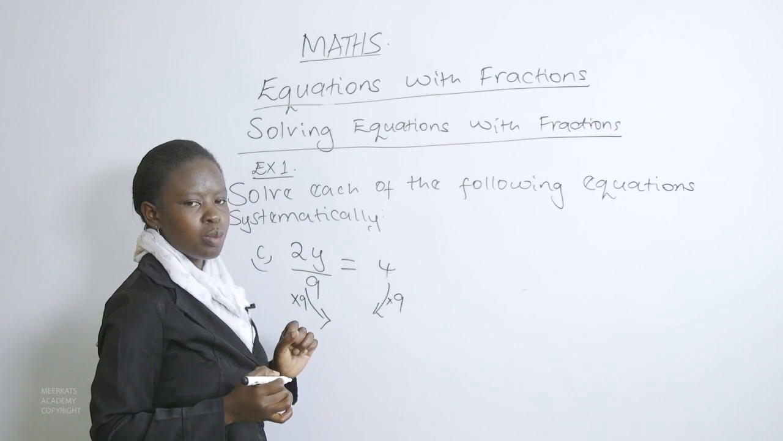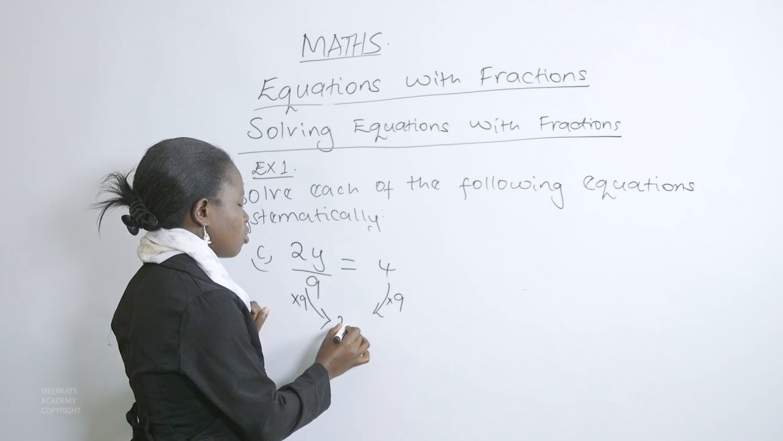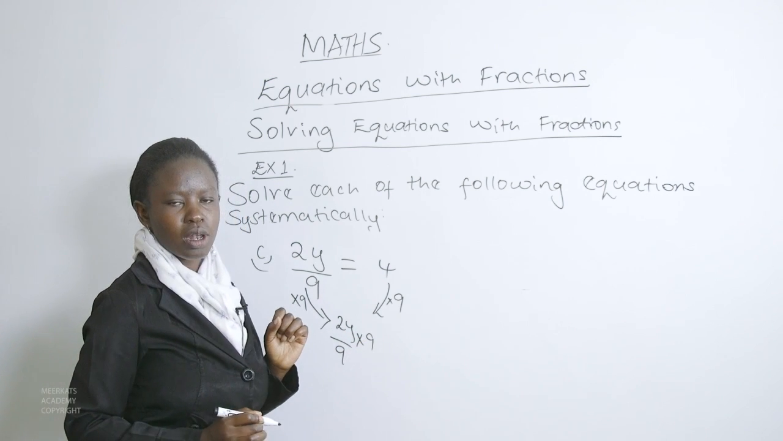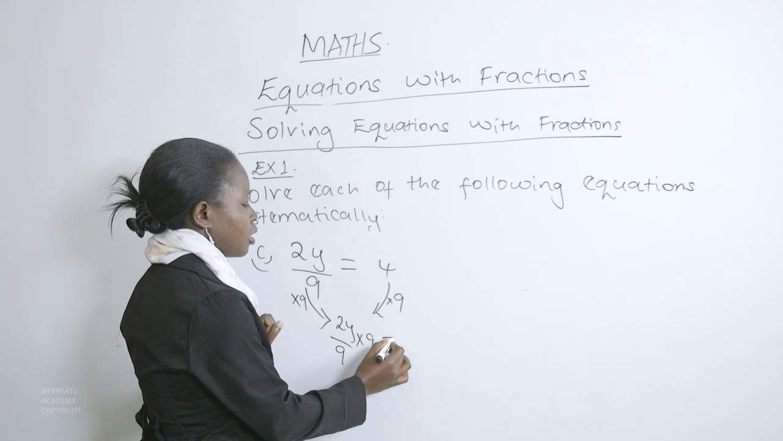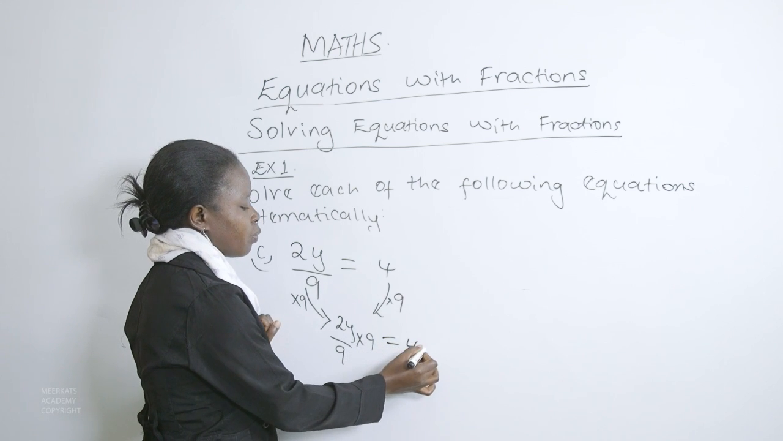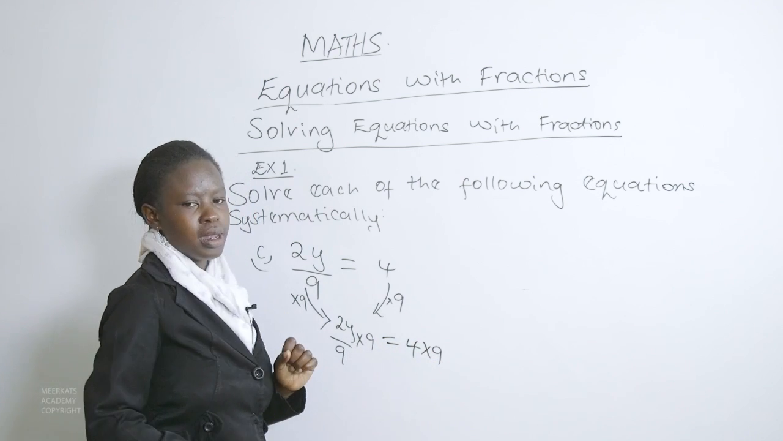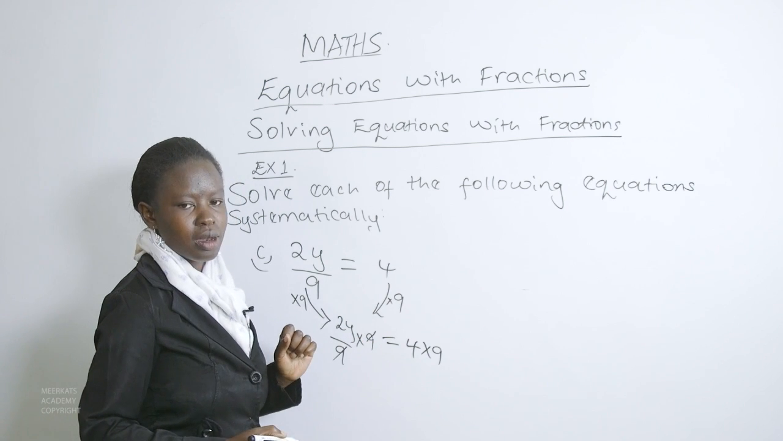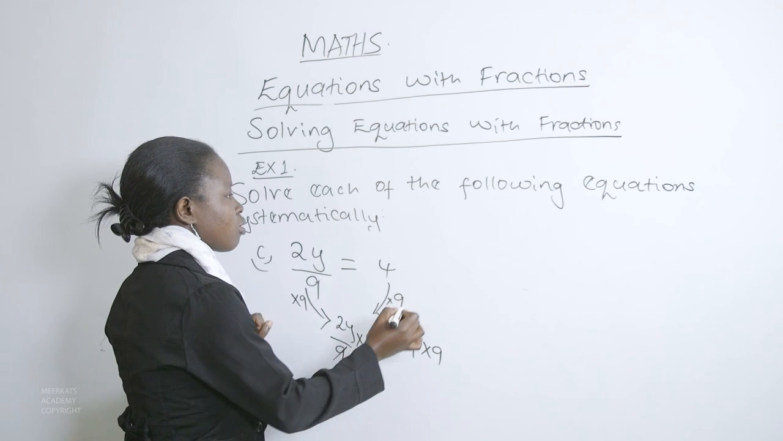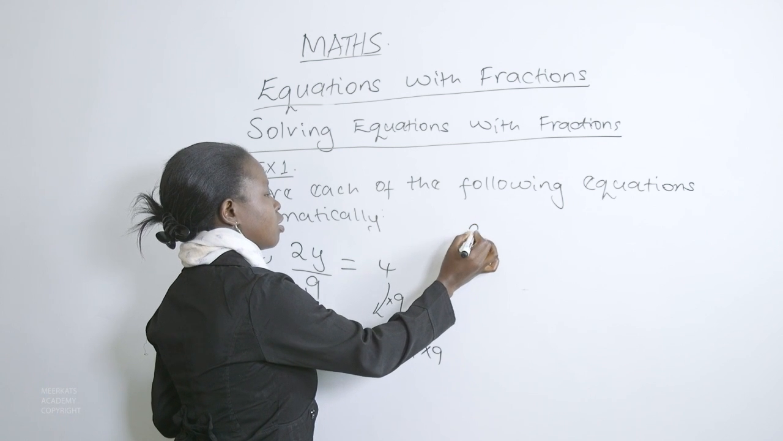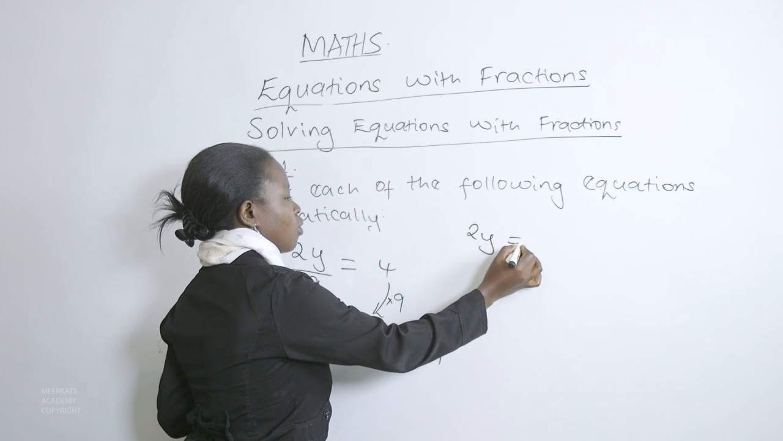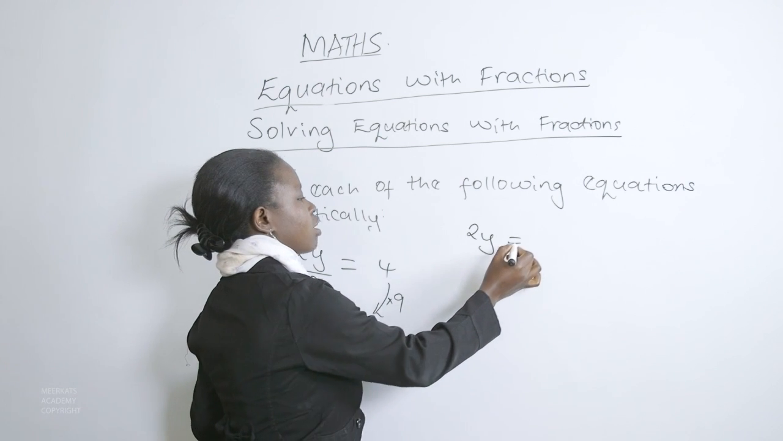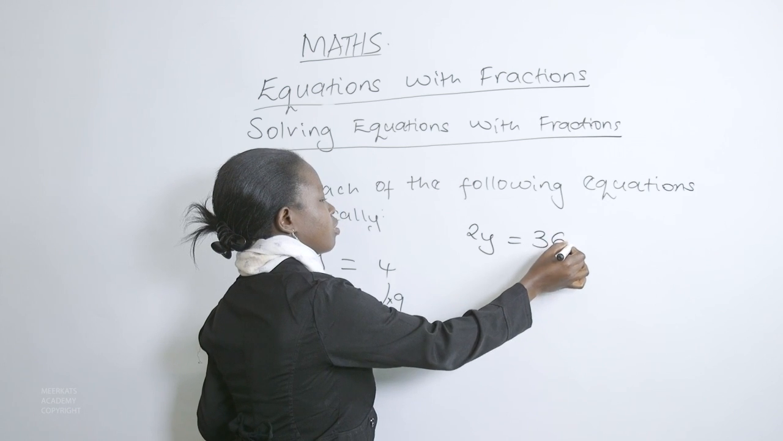So multiplication by 9 gives us 2y over 9 multiplied by 9 on the left hand side. On the right hand side, we have 4 multiplied by 9. Next, we find that 9 and 9 cancel out, so that our next equation is 2y is equal to 9 times 4, which gives us 36.